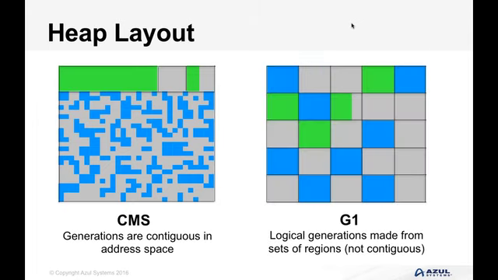If we look at G1, what G1 does is it takes that same heap space and breaks it up into regions. These regions are then put together to build a logical area which can be referred to as the young generation or the old generation. Unlike in CMS where you have contiguous areas of memory, in G1 you take a number of regions, link them together and make that a logical old generation or a logical young generation. Regions are not tied to a generation, so when a region is no longer required for one generation, it can be used for another.